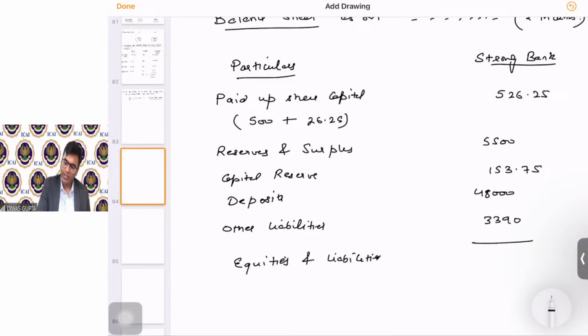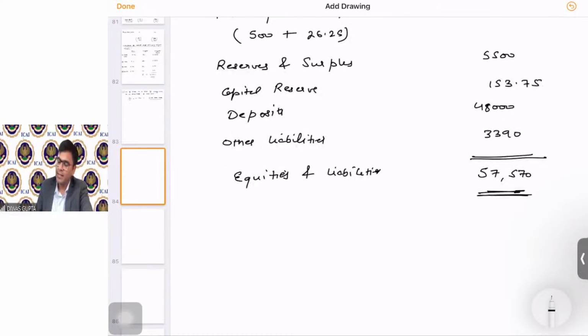526.25 plus 5,500 plus 153.75 plus 48,000 plus 3,390. 57,570. This is the equities and liabilities.